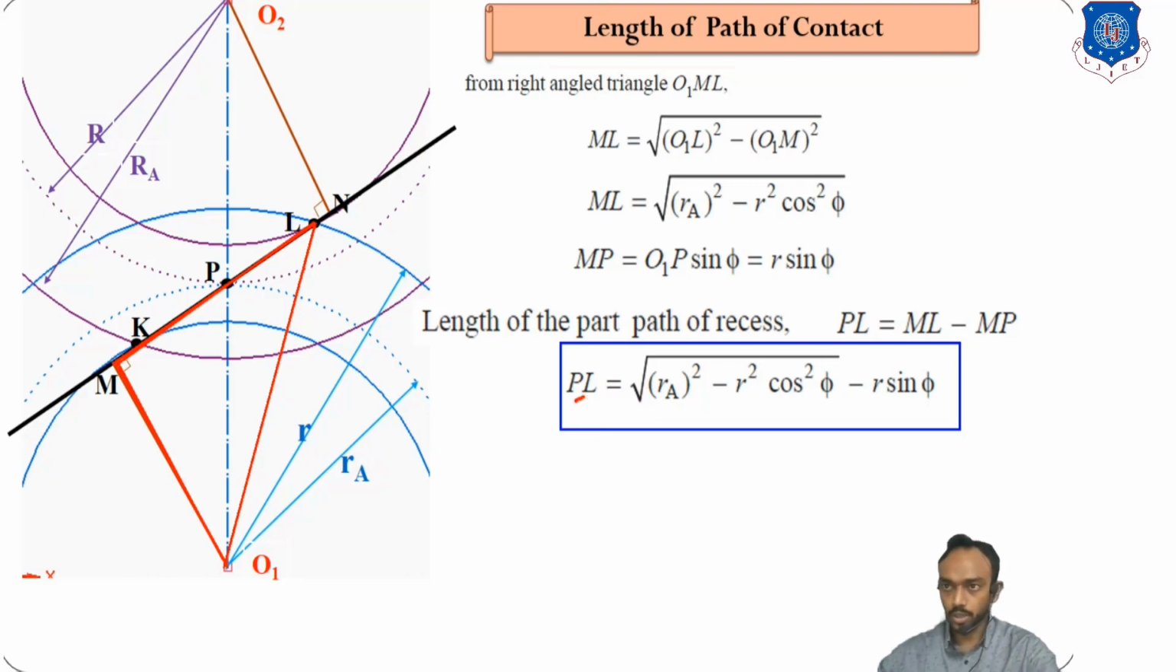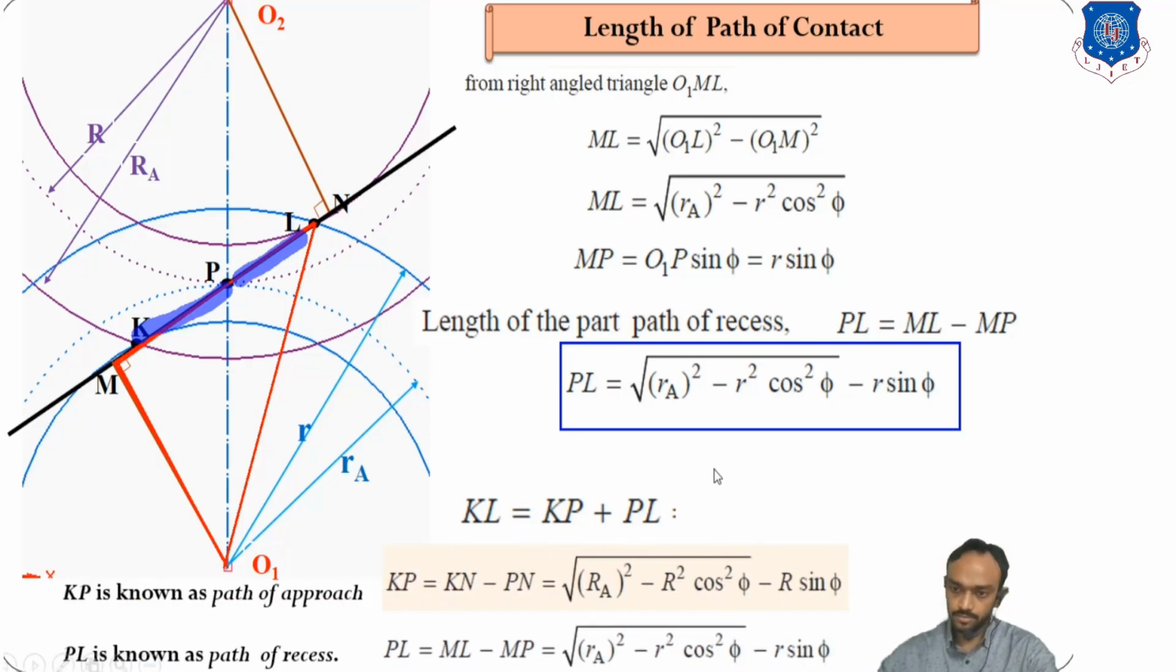So now we are going to derive the total length of path of contact, which is equal to KP plus PL. KP is equal to under root capital R square minus R square cos square phi minus R sine phi, and PL is found the same way.